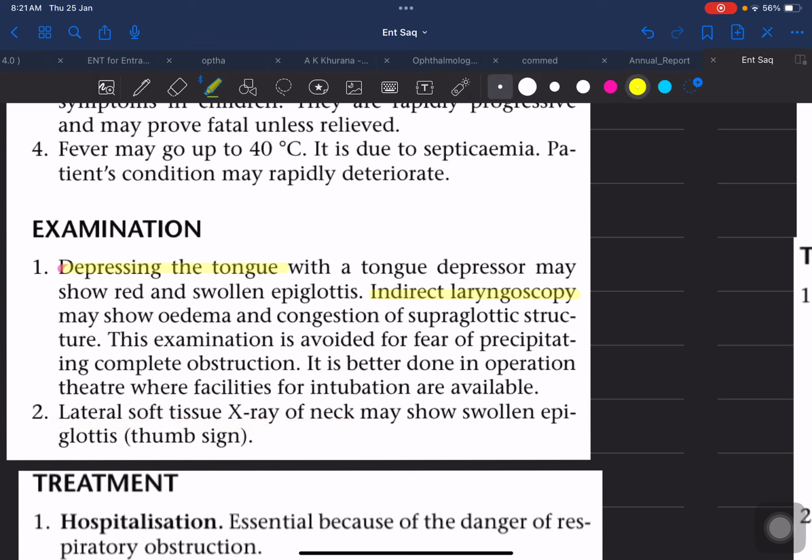And this lateral soft tissue of neck will show what? Swollen epiglottis, that will appear as what? Our thumb sign, right, thumb sign. So this is one important investigation.